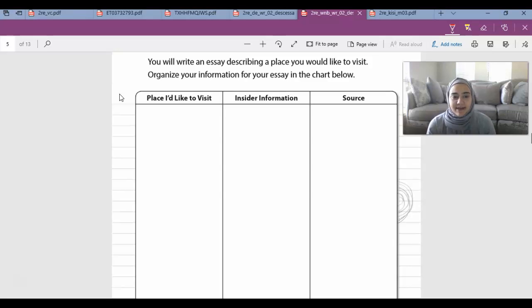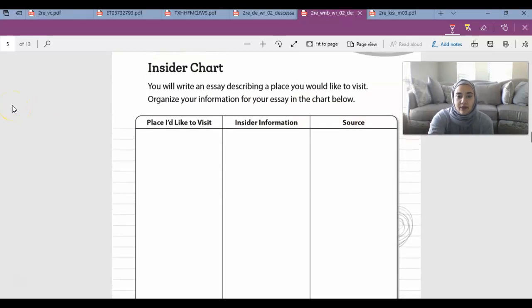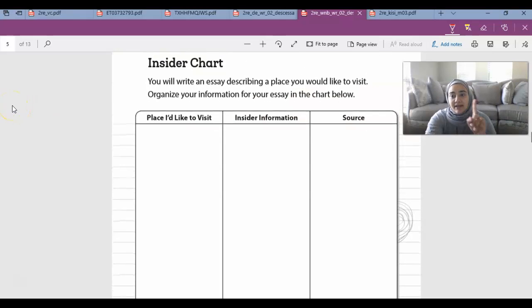Okay, so once everybody has their writing notebooks out, you're on the next blank page, not in the middle of the book, not in the middle of the spiral. The next blank page, you've written places I'd like to visit, and then you wrote inside information, and then you wrote source. Now you're going to pick that one place that you would like to visit, and then you're going to write information about that place and how you know that.